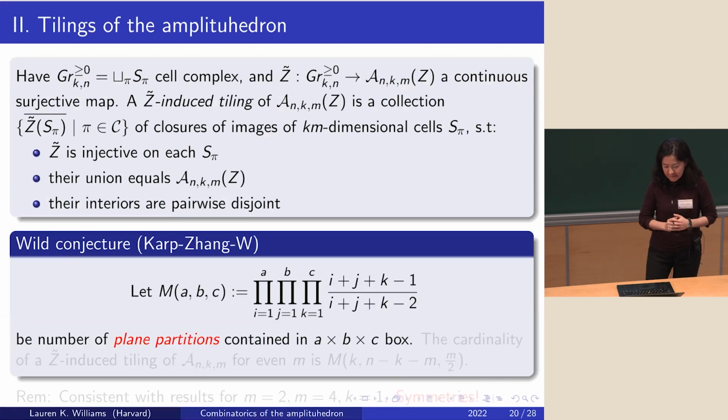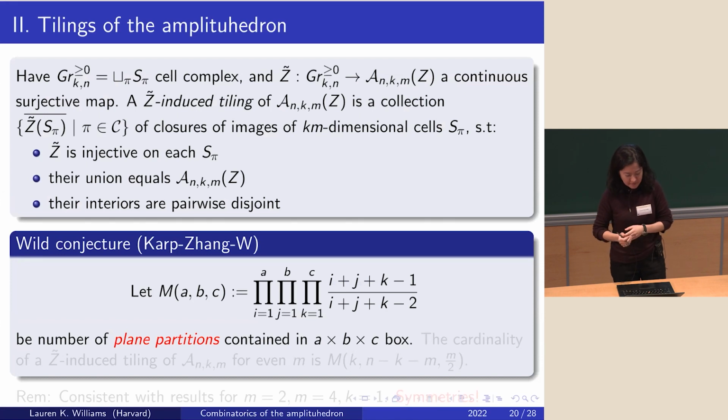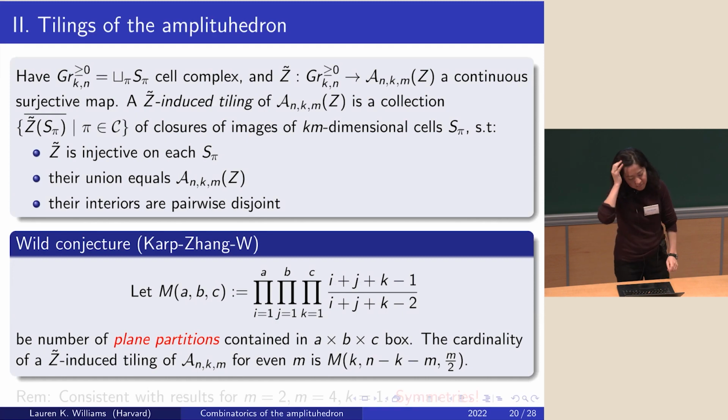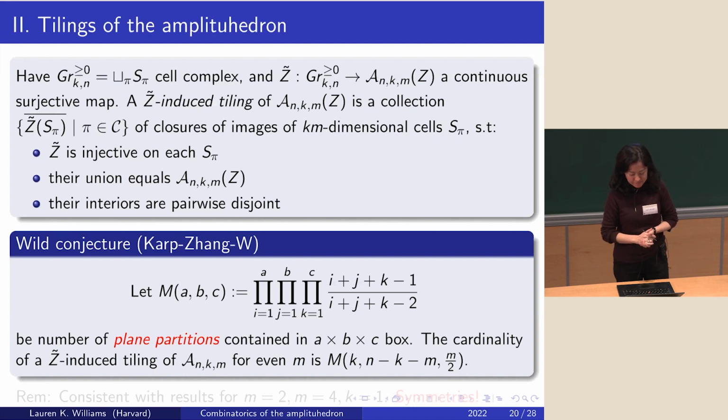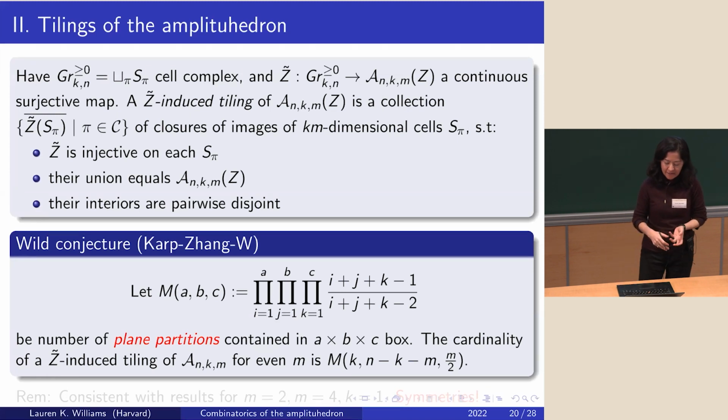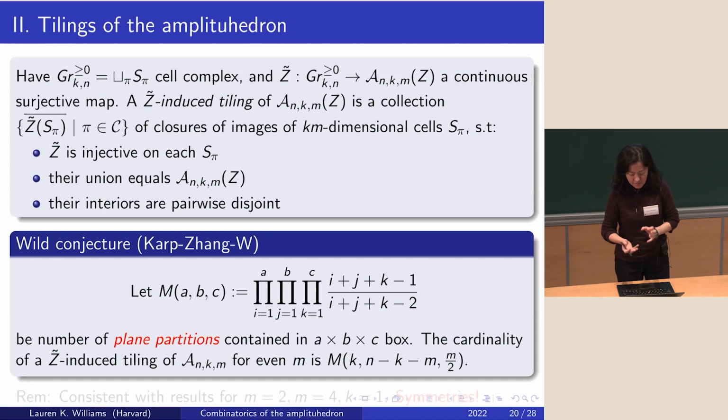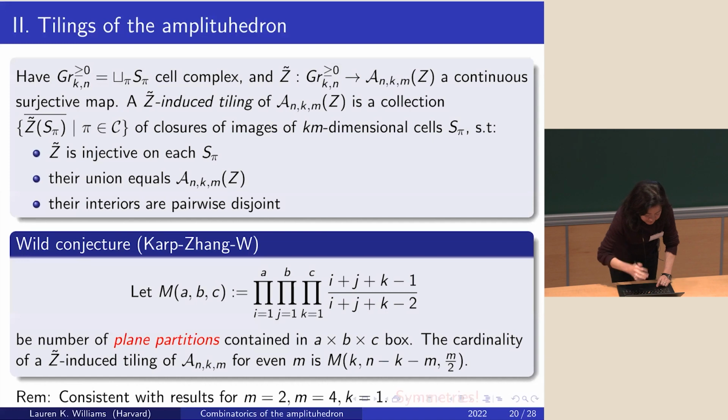So let's let M of A, B, C be this number. This number happens to be the number of plane partitions contained in an A by B by C box. And then the statement, which is true in all the previous examples, is that the cardinality of a tiling of the amplituhedron for even m is exactly the number of plane partitions contained in a k by n minus k minus m by m over 2 box. Okay, so that's consistent with all of the known results.